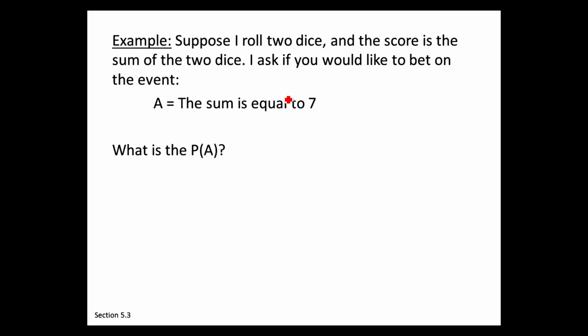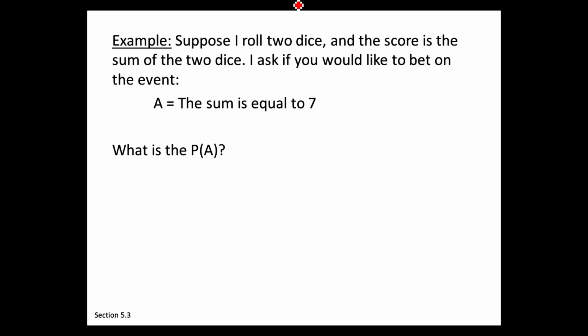Now I've got a question for you here. We kind of already talked about this. Let's suppose I have two dice up here, and I'm going to roll them back here. You don't get to see what they land on. I say to you, I just rolled two dice, and the score is going to be the sum of those two dice.